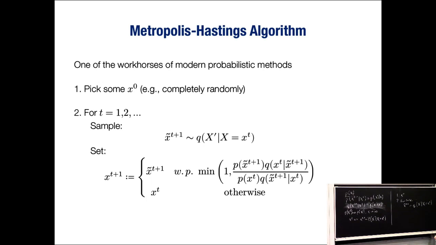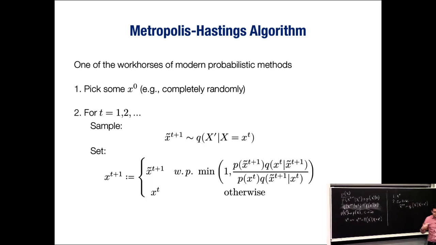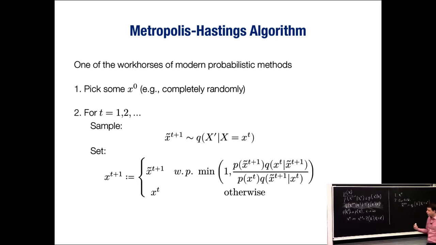What we're going to do is set my next x tilde. So this is my proposed next sample. But I'm not necessarily going to set my actual xt plus 1 to be equal to that. What I'm going to do instead is set it to be equal to this thing, x tilde t plus 1, with some probability. So with the probability given by the following: the minimum of 1 and some crazy term here, which I believe is p of x tilde t plus 1, q of xt given x tilde t plus 1.